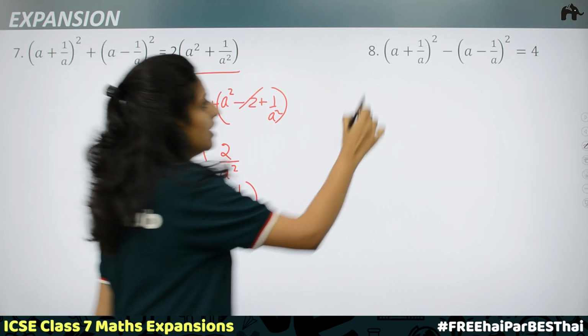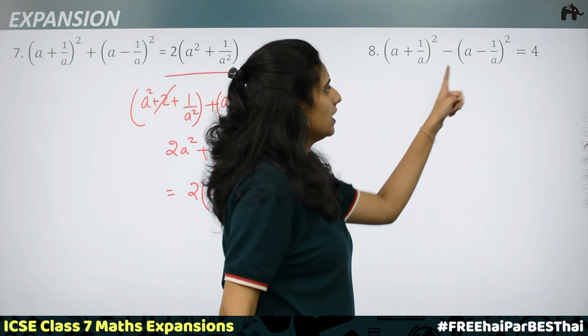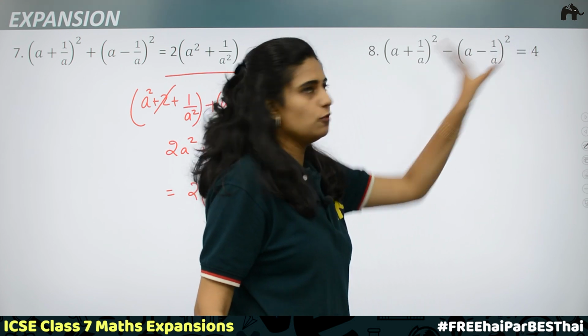Okay. Similarly, a plus 1 by a whole square minus a minus 1 by a whole square is equal to 4. Let's see.